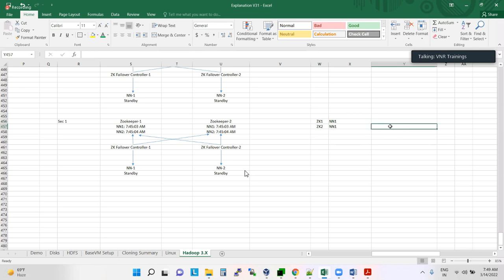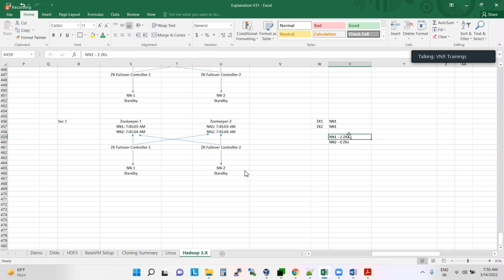So name node 1 has got how many votes in this scenario? Two zookeepers are saying name node 1 should become active. For name node 2, how many zookeepers are saying? 0 zookeepers. Yes or no? Who is supporting name node 1? Both the zookeepers, correct? Yes, sir.